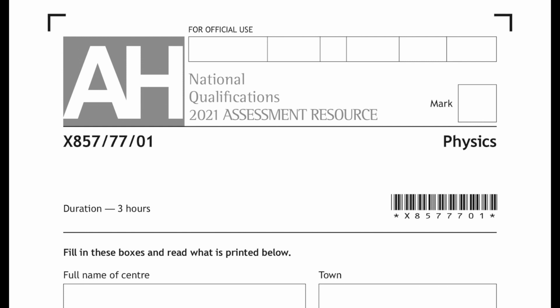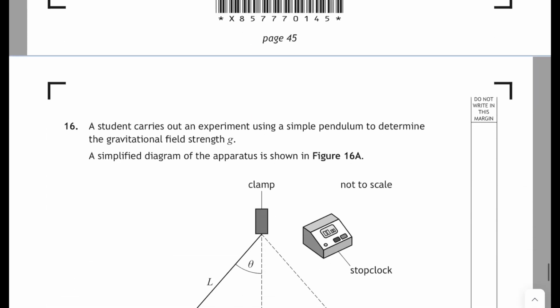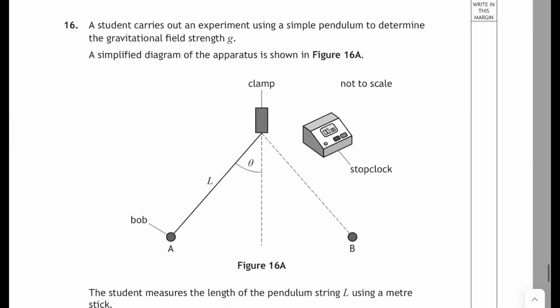This is the 2020 question 16. Now, on the actual paper it says the 2021 assessment resource, because that was the year it was given to schools to use for the alternative certification model, but Mr Davies got it down as the 2020 paper, because that's the year it was written for. So we're going to have a look at question 16. This one's hopefully a bit more straightforward.